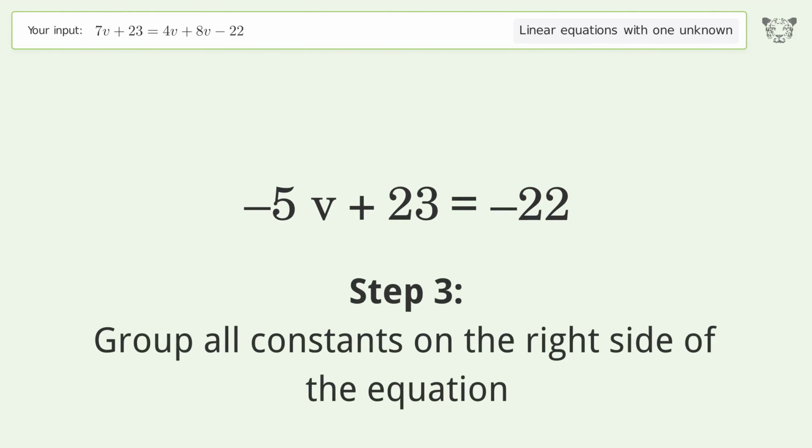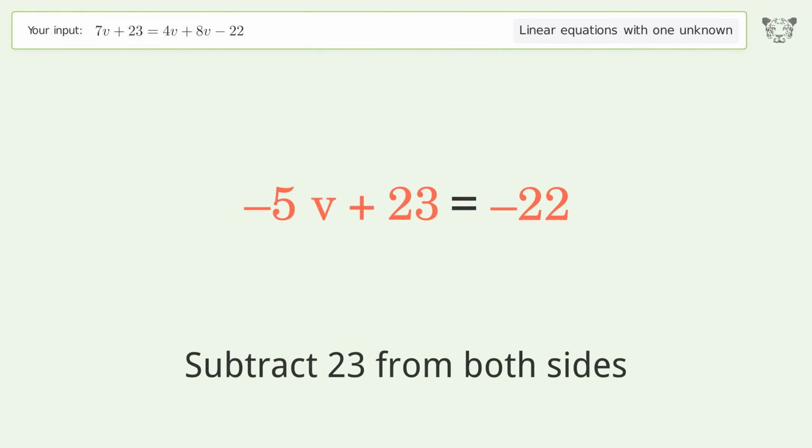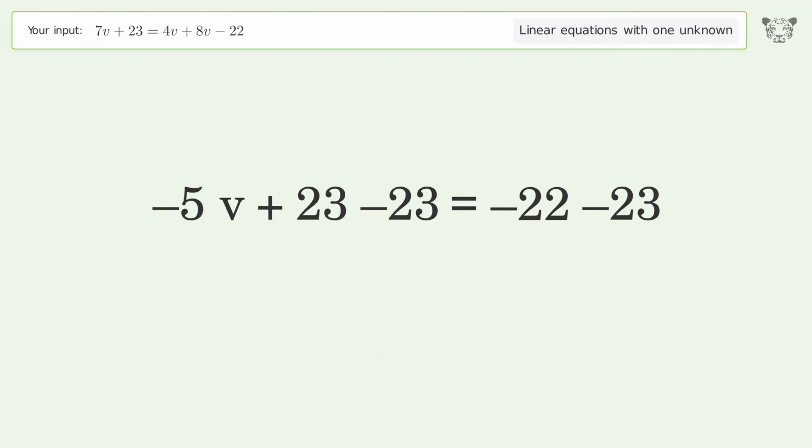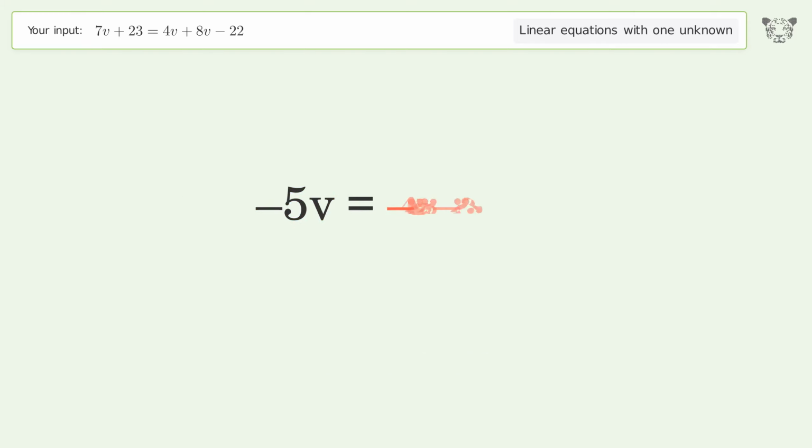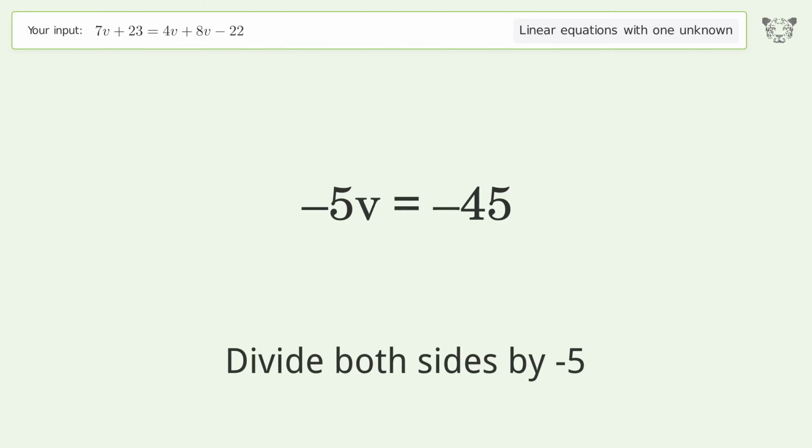Group all constants on the right side of the equation. Subtract 23 from both sides. Simplify the arithmetic. Isolate the v. Divide both sides by -5.